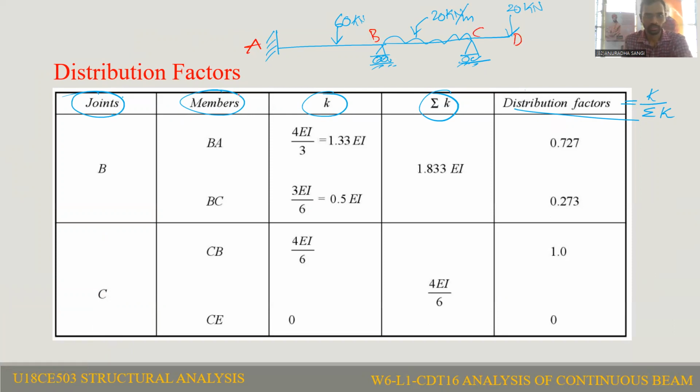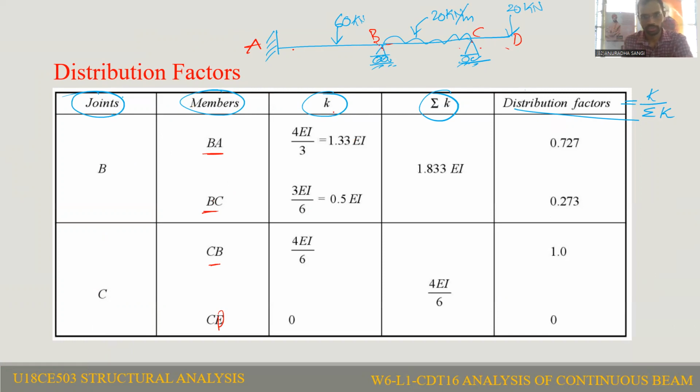Now we'll see. At joint B, 2 members are meeting, BA as well as BC. That we need to write here. BA. At joint C, CB as well as CD.